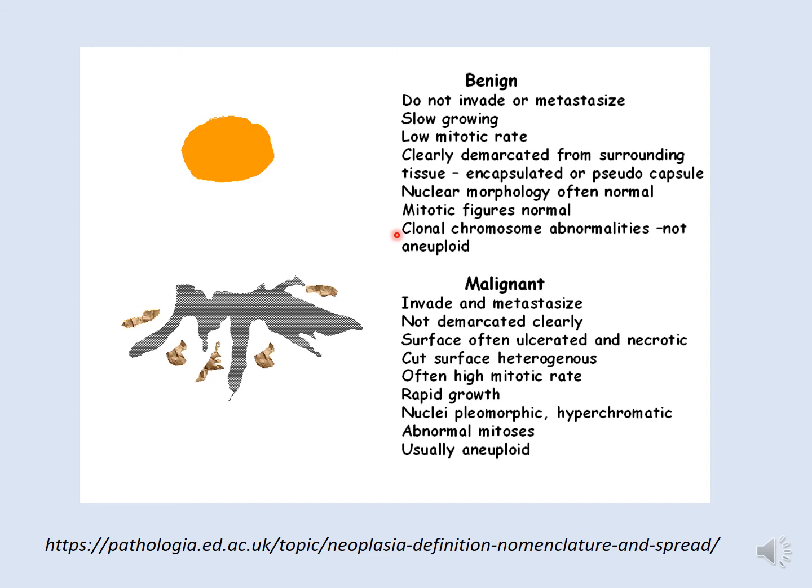On the other hand, malignant tumors invade and metastasize. The margins are not clearly demarcated. The surface is ulcerated and necrotic. The cut surface is heterogeneous. This is something to do with the gross appearance. Often a high mitotic rate is seen. There's rapid growth. Microscopically, you see atypical features such as nuclear pleomorphism, hyperchromatism, and abnormal mitosis. And at the chromosomal level, you see aneuploidy. Aneuploidy means abnormal chromosome number.